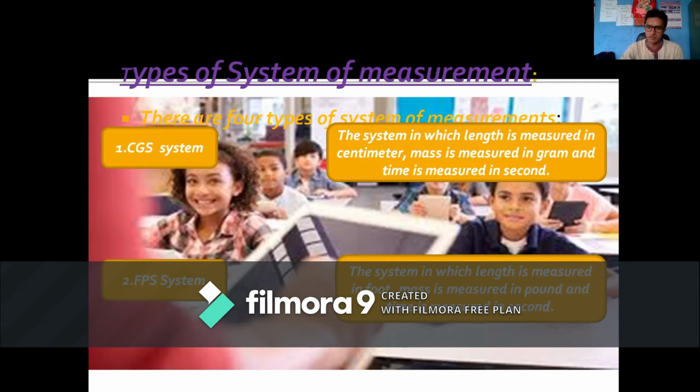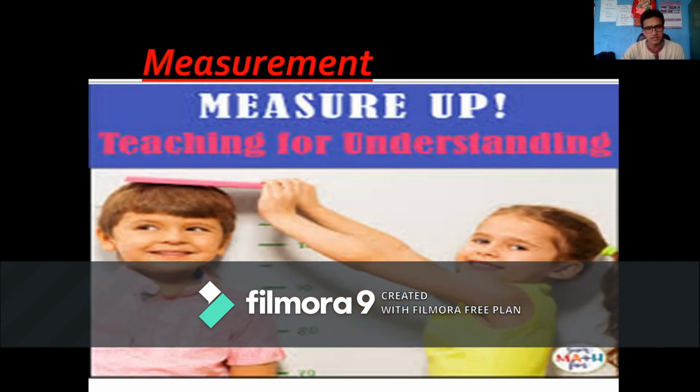And the FPS system, the system in which length is measured in foot, mass is measured in pound, and time is measured in second, is called the FPS system. This is also called the British system.